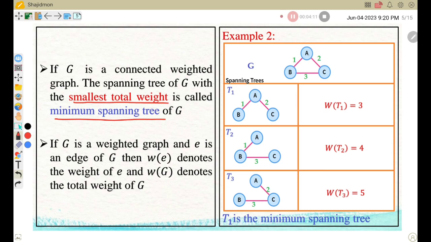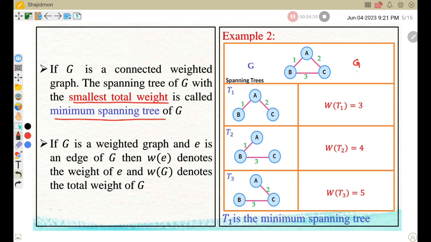For example, see this graph, which we also discussed in section 5.5 when we were discussing spanning trees. You can see this graph G. A, B, C are the vertices, and 1, 2, 3 are the weights assigned to the edges. Now let us calculate what the spanning trees are here. T1 is the first spanning tree, T2 is the second spanning tree, and T3 is the third spanning tree.